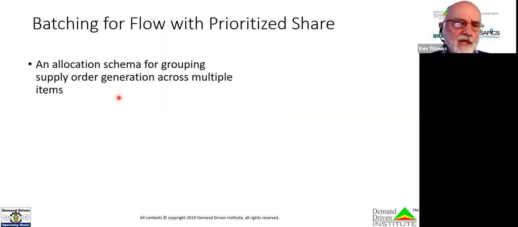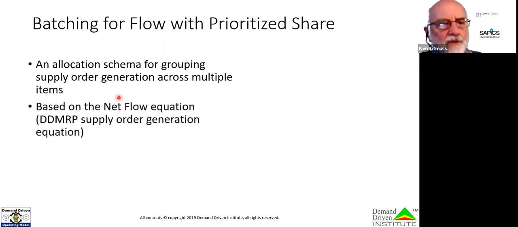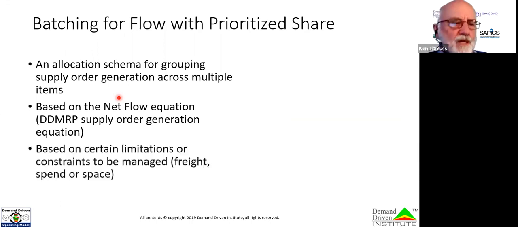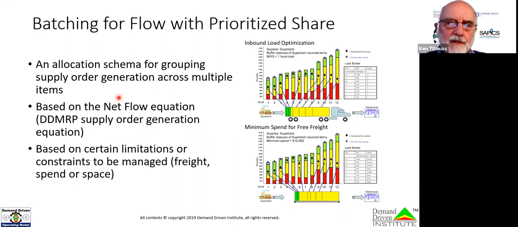All allocation schemas for grouping supply order generation across multiple items based on the net flow equation, and based on certain limitations or constraints to be managed. So for example, and this comes out of the demand-driven planner course, we might be sending a truck to a customer or going to refill a distribution center. We can look at the buffers at the destination and determine very easily what we need to put on the truck. So all these ones where the net flow, sorry, is sitting in the yellow zone, I can start filling the truck up.